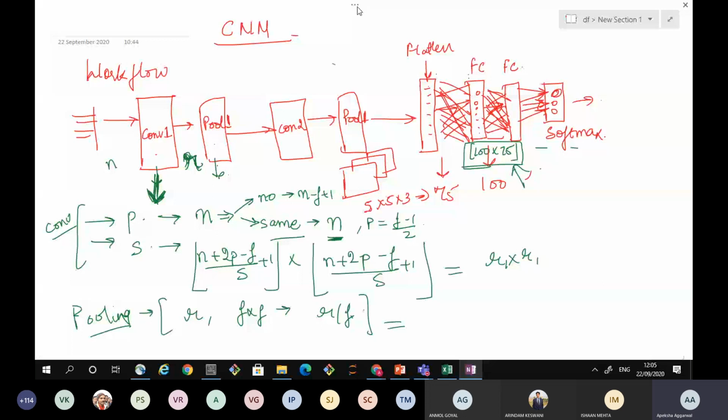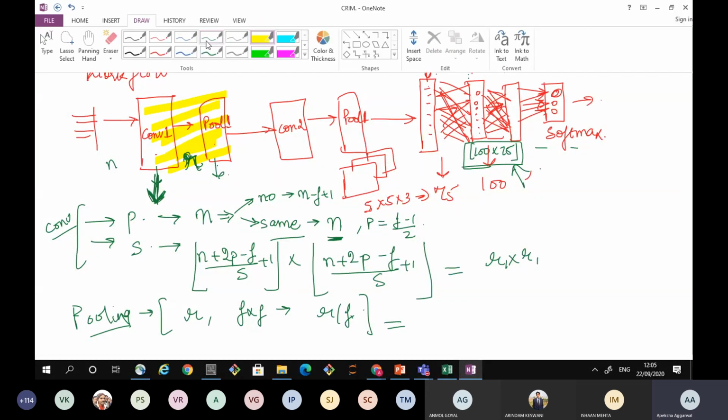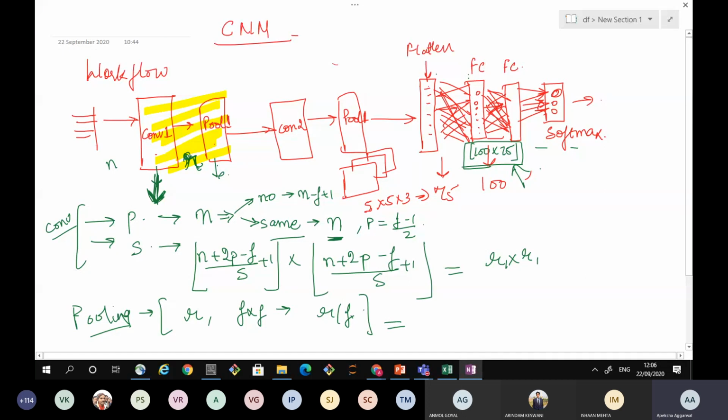This explains this part, convolution plus pooling. After this I am getting some image of size r by f over here. After that, that r by f is passed on to the next convolution and pooling layer. Now one more thing to remember is this layer.